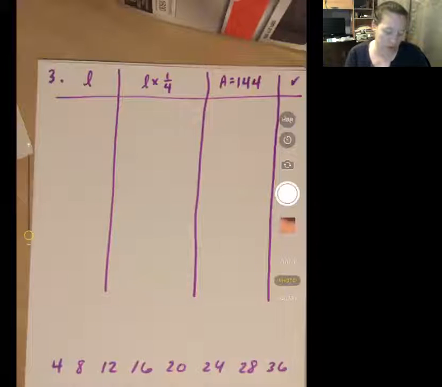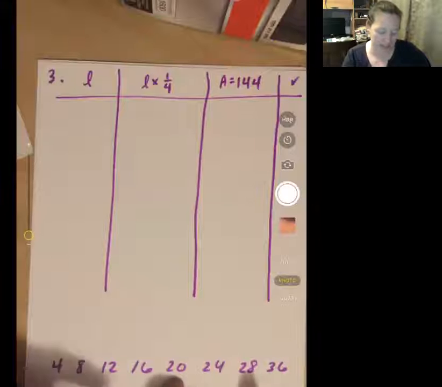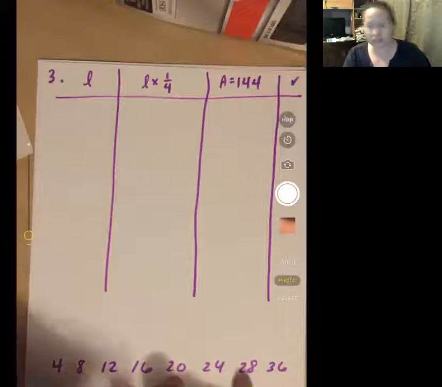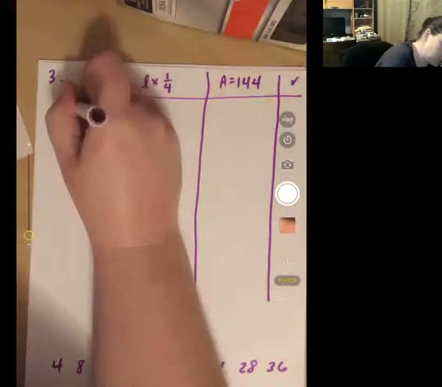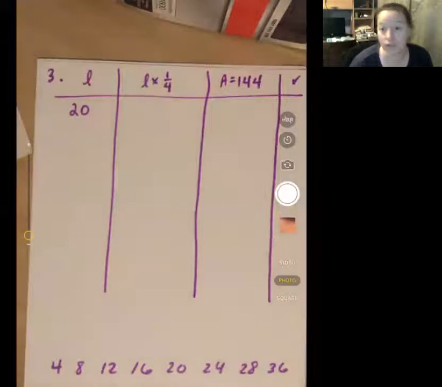I want to start somewhere around here, between the 12 and the 20. I think I might start with the 20 again, just to see what happens, because 20 seems to be a good place in the middle, and so I can see if I need to go up or if I need to go down. So let's just make the length 20.